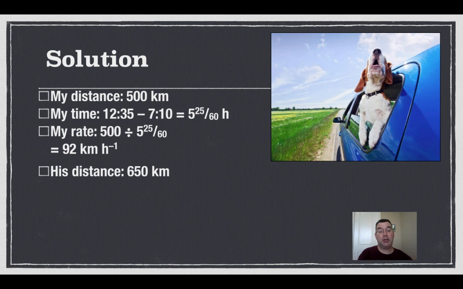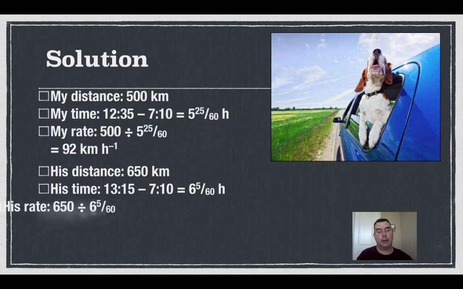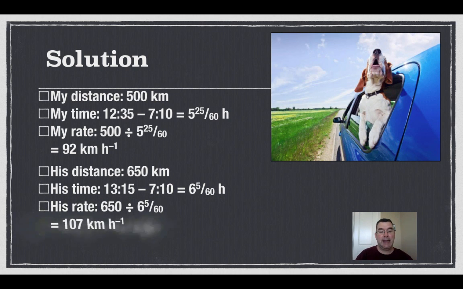His distance, my brother's distance was 650 kilometers. His time, he got there at 1:15 p.m., which I changed to military time so that it was easier to subtract. That's why you see 13:15 there. Subtract the 7:10, which was his start time, and you get 6 hours and 5 minutes, or 6 and 5 sixtieths of an hour. So his rate is what you would get if you divide those two numbers, and that is 107 kilometers per hour.